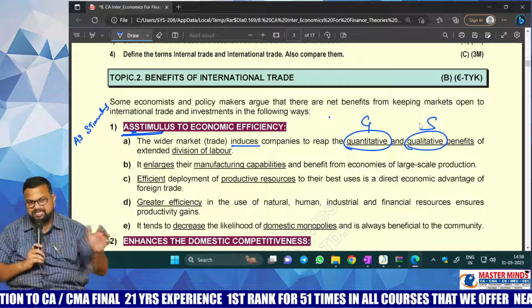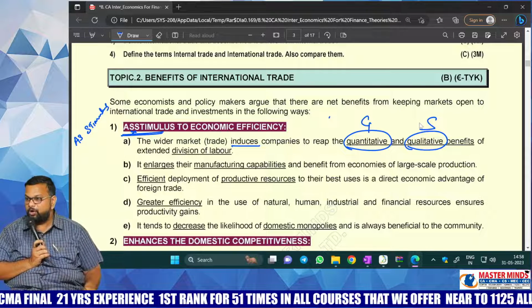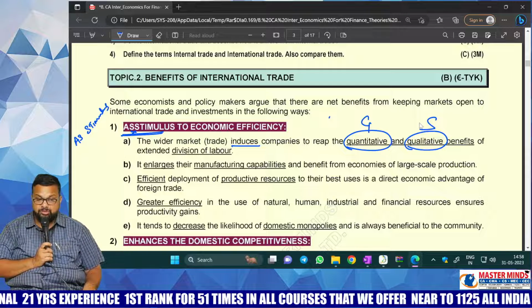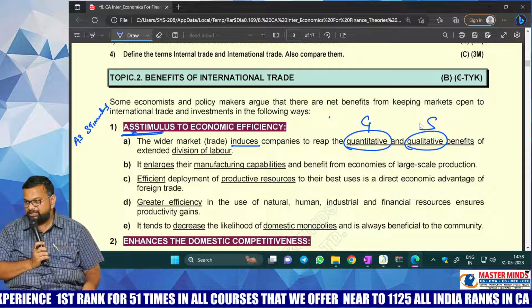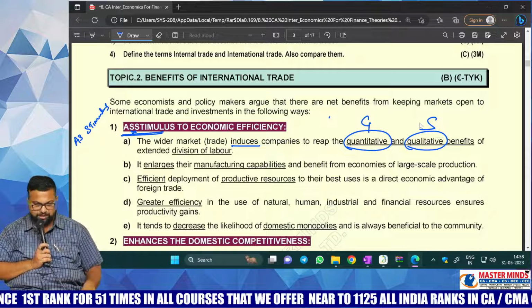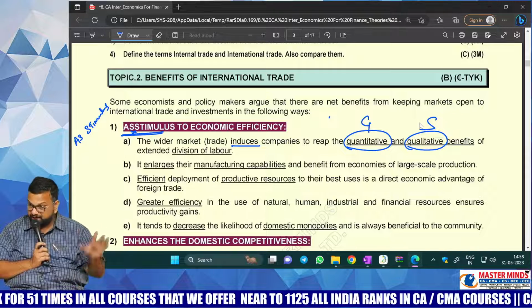So when the market size increases, the company can produce more goods and provide more services. So overall, its sales will increase. When sales increase, revenue increases. When revenue increases, profits also increase. So when the companies are developing, automatically it will directly affect the economic growth of a country.